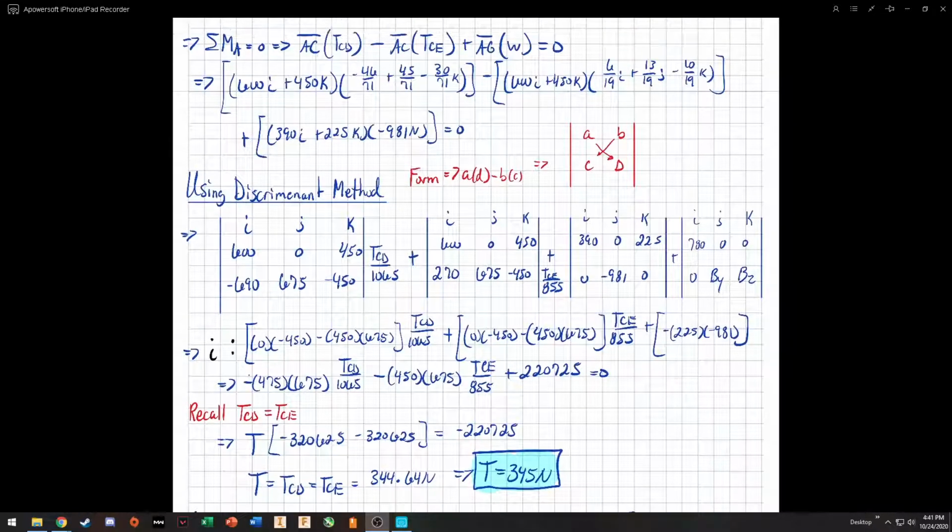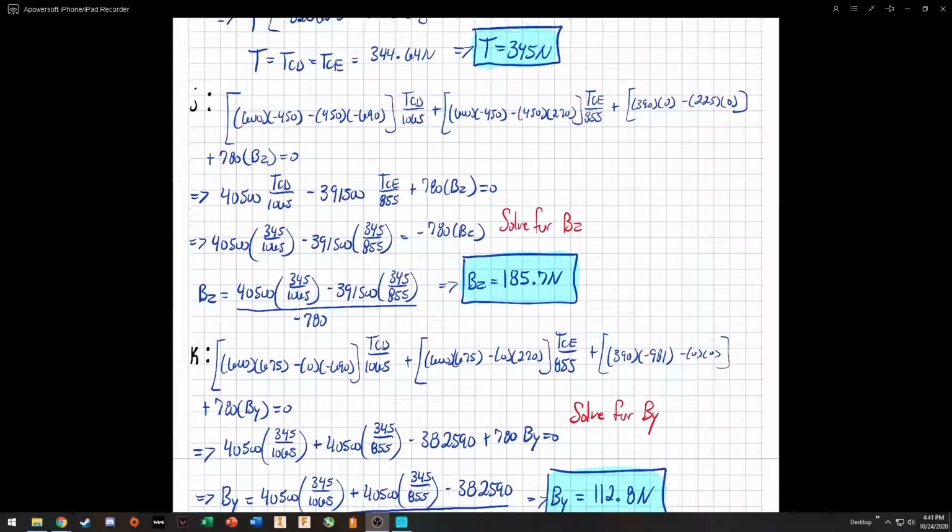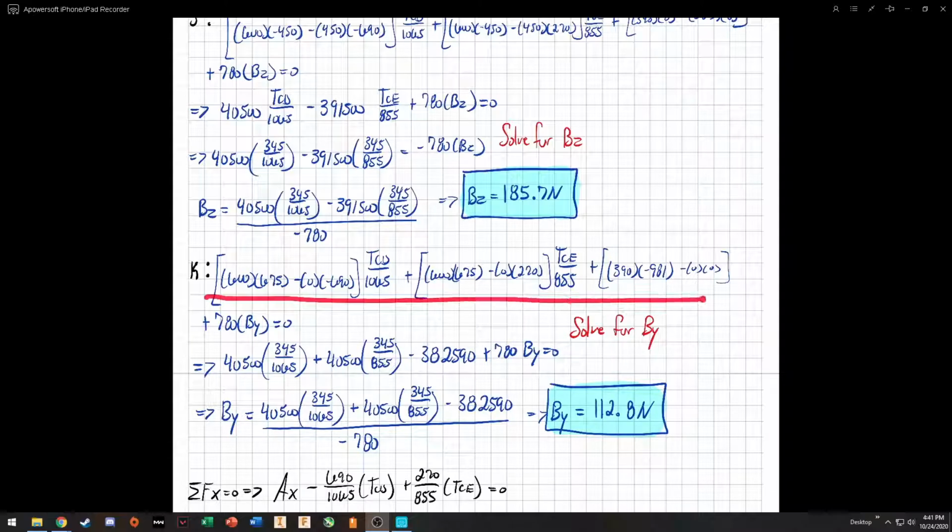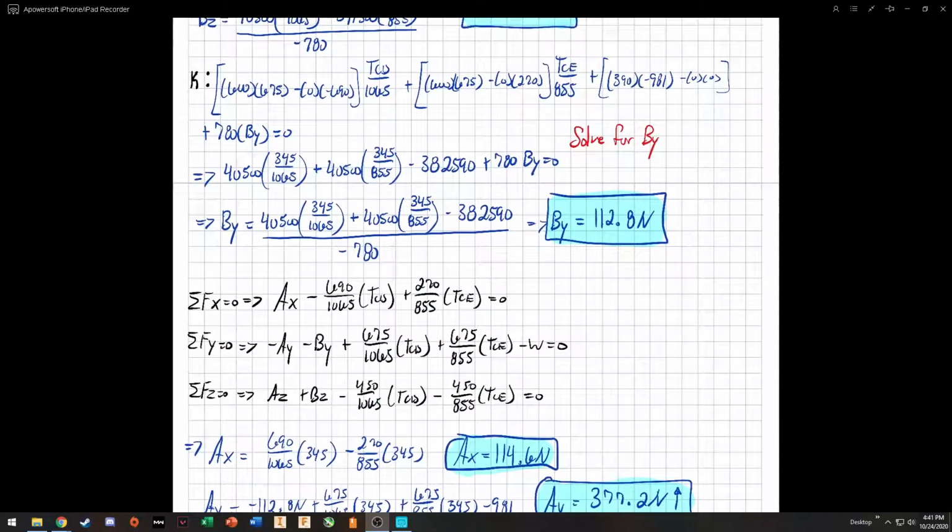Same thing in the K direction. You're blocking off this column in the first row. So we get 600 times 675 minus 0 times negative 690. Following that same pattern for all of the values given to us from our main determinant form up here. Simplifying it down, we get By is equal to 40,500 times 345 over 1065 plus 40,500 times 345 over 855 minus 382,590, all over negative 780. We get By to come out to 112.8 newtons, or you can round it to 113 newtons.